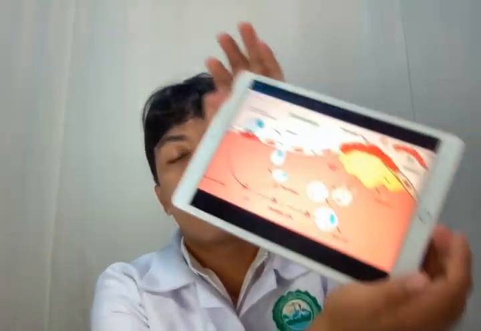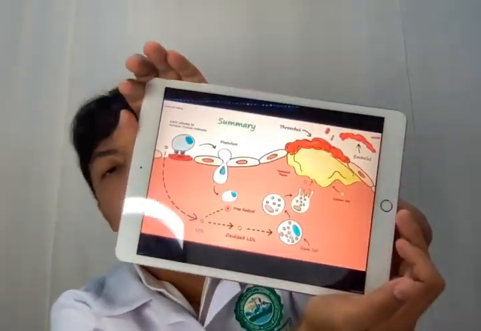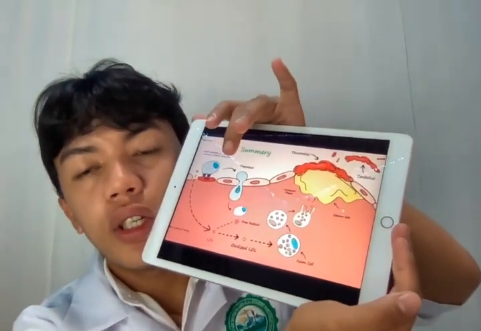This is an illustration of the formation of atherosclerosis. Now let's figure it out one by one. The formation of atherosclerosis begins when the endothelial cells of the arterial wall become damaged, which can be caused by hypertension, smoking, hyperglycemia, and hypercholesterolemia, or an increased LDL in the blood.